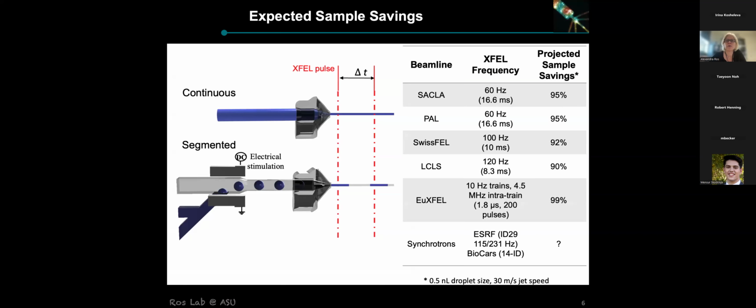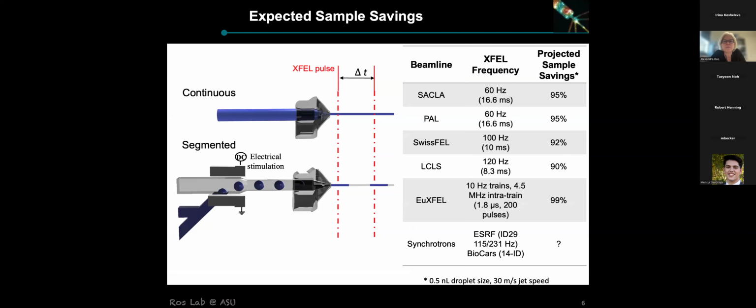So we've done some calculations based on achievable droplet sizes and jet speeds. And so you can see that on all currently available XFELs, we get to larger than 90% sample savings with a certain droplet size assumed here. And in this case, about 500 picoliters droplet size and a jet speed of 30 meters per second.